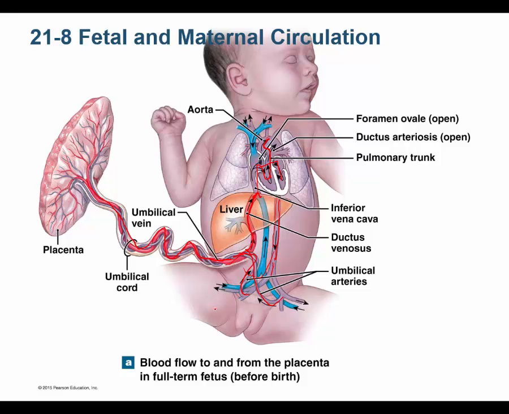And you can see that the umbilical arteries aren't fully oxygenated. That's why they're that purple color. And the umbilical veins are fully oxygenated, and that's why they're red. All right, fetal circulation.